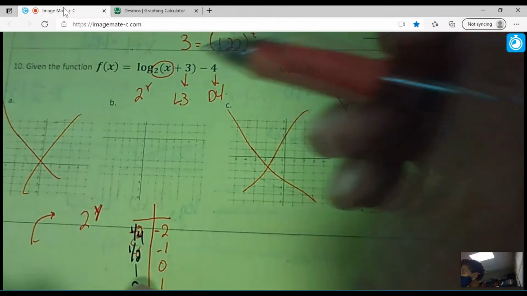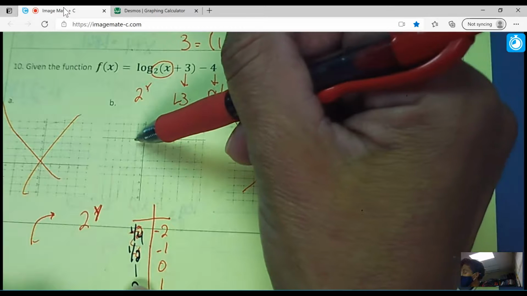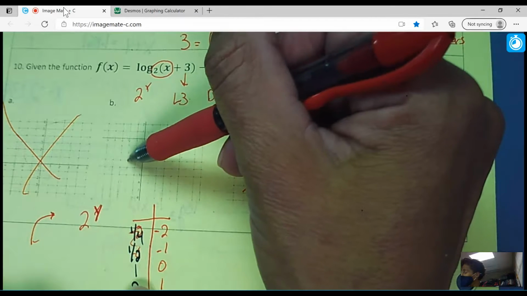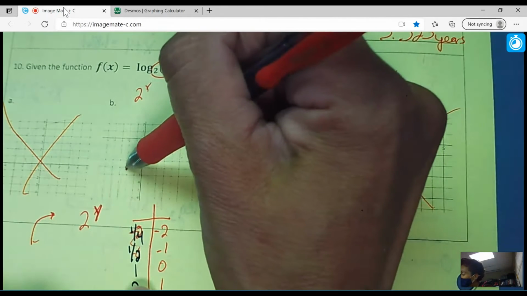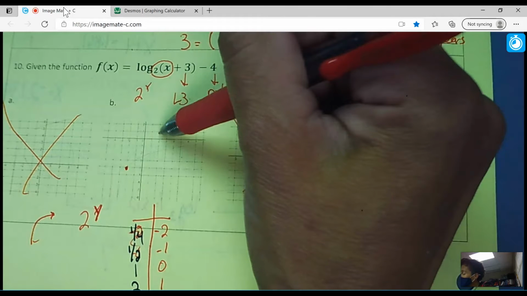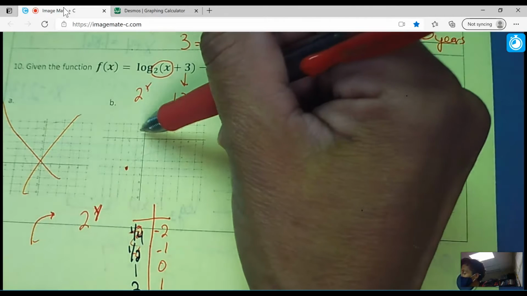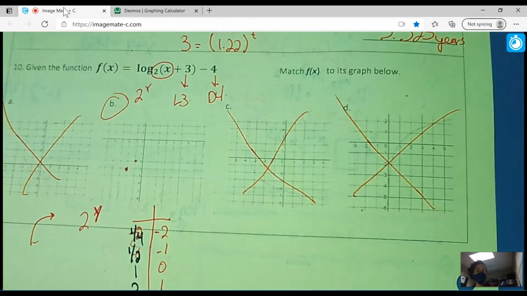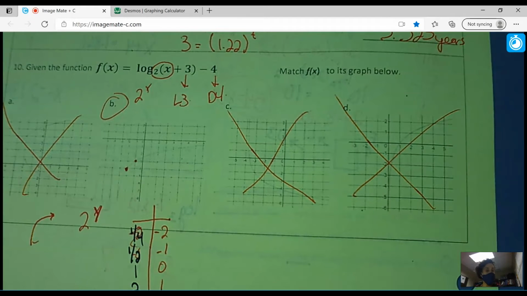So if you take a look at it now, here's 1, 0, it moves left 3, 1, 2, 3, down 4, 1, 2, 3, 4, and it ends up right there. And then I could also check 2, 1. Here's 2, 1, it goes left 3, and down 4, and ends there. So that is why our answer choice is going to be B. That's it.